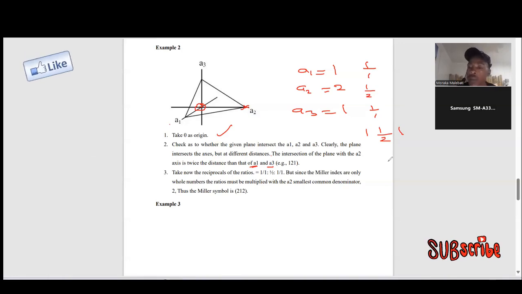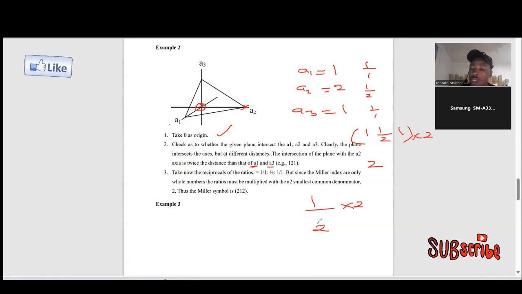So would you be able to remove this fraction? To remove the 2, you must multiply by 2. So 2 times 1 will be 2. 2 times a half will cancel the 2, and you are remaining with 1. That's why we put 1 here. And then 2 times 1 will be 2. Now you put the parentheses. Now this will be the Miller indices for this given plane.